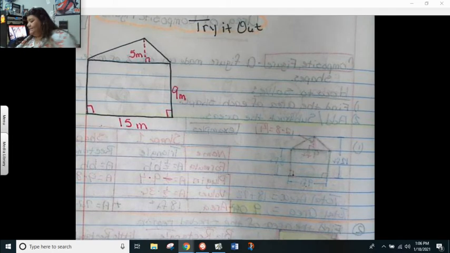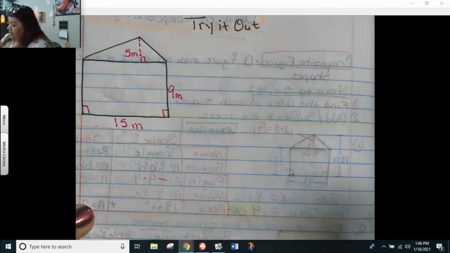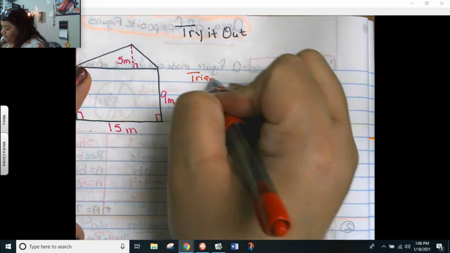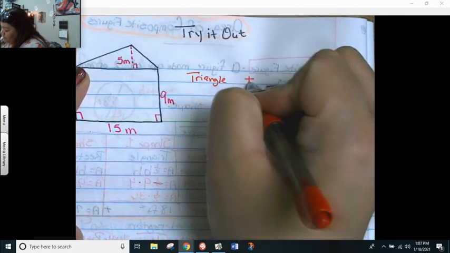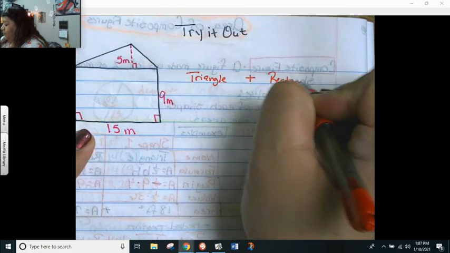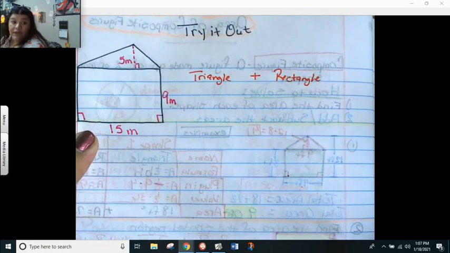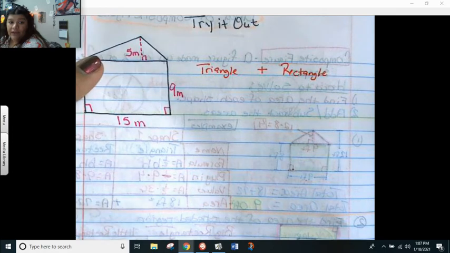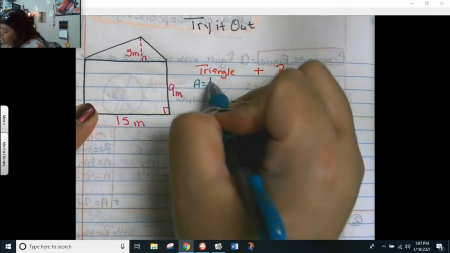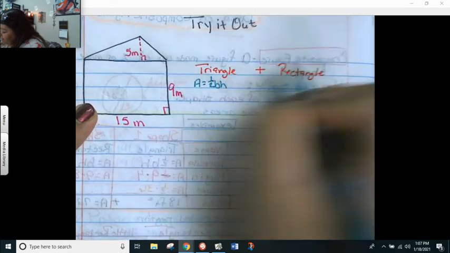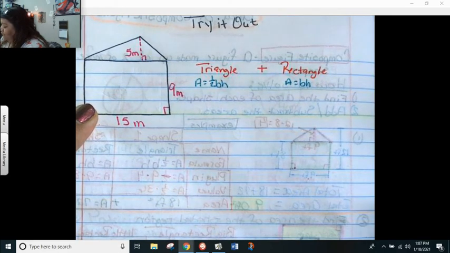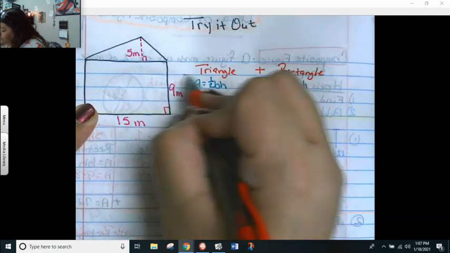All right, let's see. Okay, I'm going to go ahead and name them. I see a triangle, and I see a rectangle. Okay, so did you identify them correctly? Triangle and rectangle. All right, let's see if you write the correct formula down. Triangle is 1/2 base times height, and a rectangle is just base times height. So hopefully now you're so far so good.